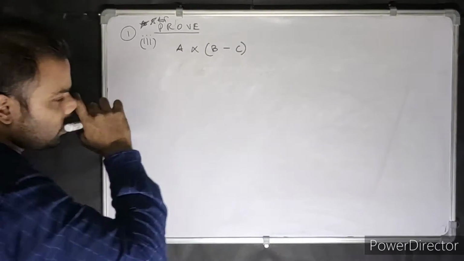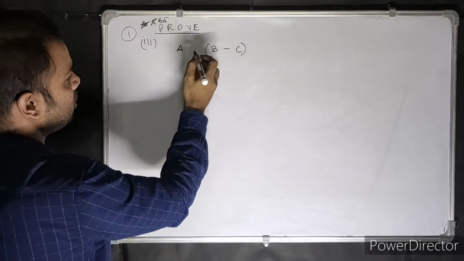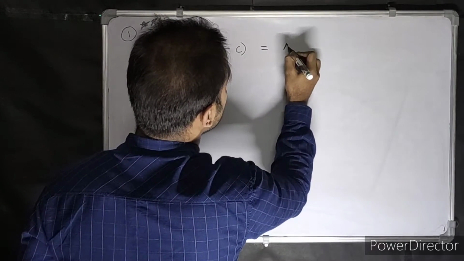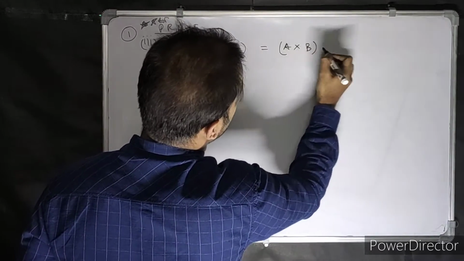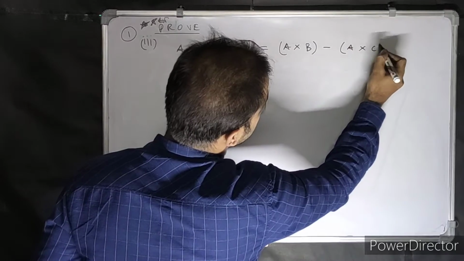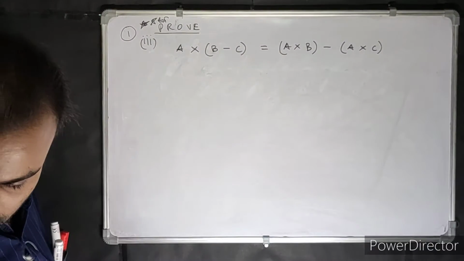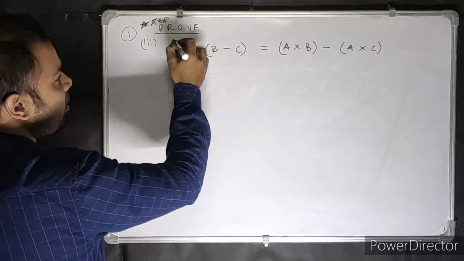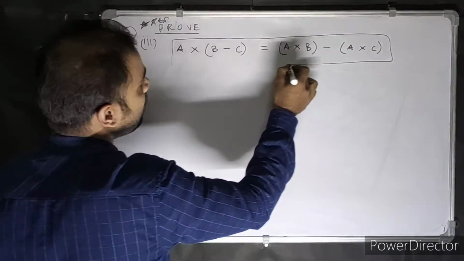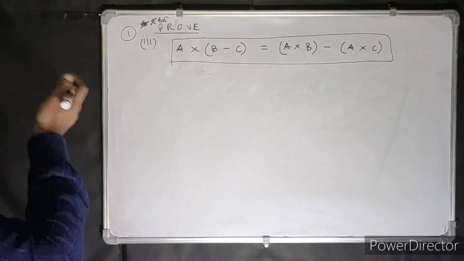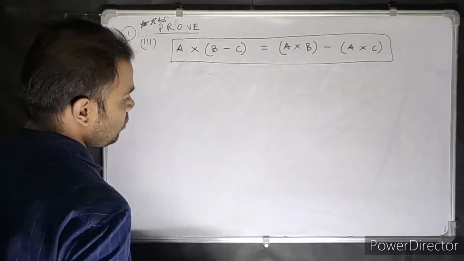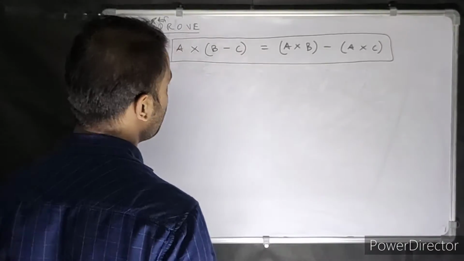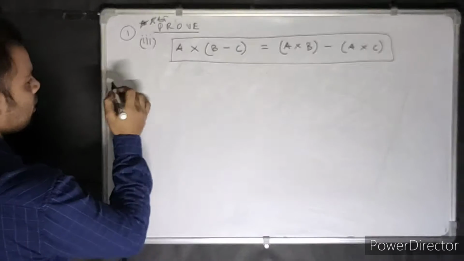A cross (B minus C) is equal to A cross B minus A cross C. That's what you have to prove. Definitely you will have to do two-way proving, because for proving you have to do two-way. Those were the theorems. I was just trying to explain what you have to do. I proved it only one way, so look at the two-way proving.